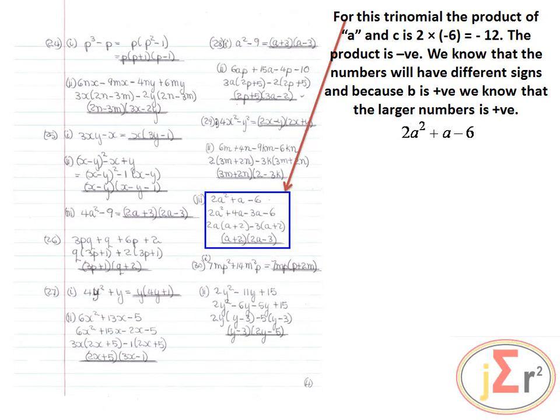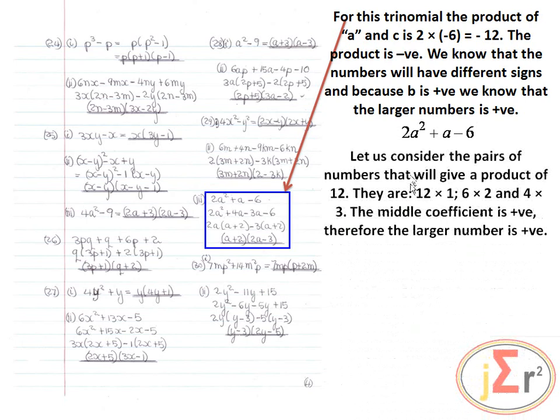But we have concluded already that one is positive and the other is negative. We have come to that conclusion based on the fact that the product is negative. Product is negative, numbers have different signs. Sum is positive, means that the larger one is actually positive. So we'll take a look at all of those numbers.